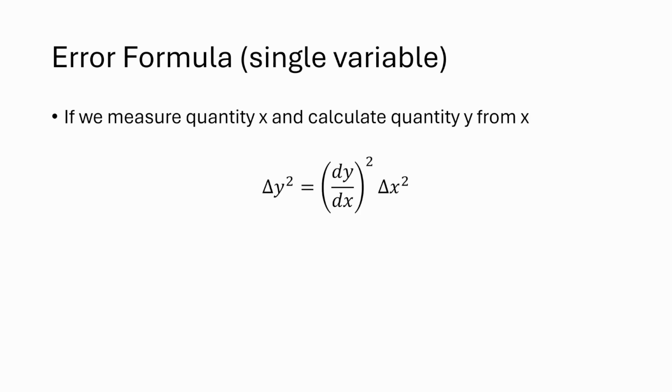Here's the formula. We want to know Y. We are measuring X. So we measure X, we calculate Y. X has some error in it. That's delta X. So the error in X squared times this derivative: how strongly the calculated quantity depends on the measured quantity.